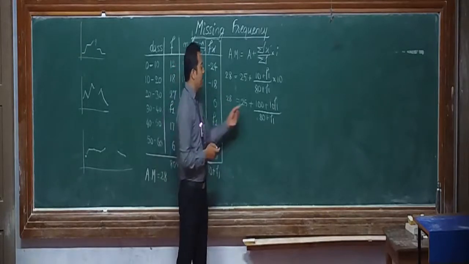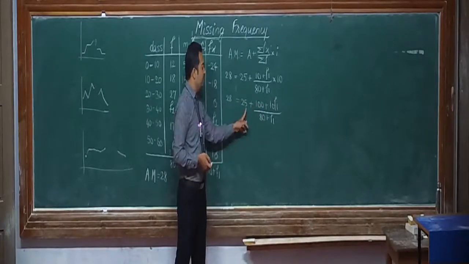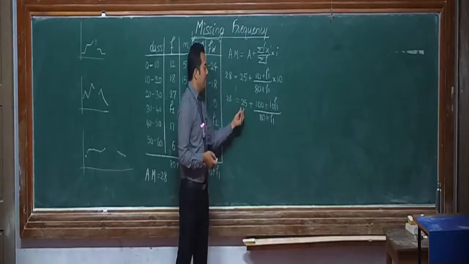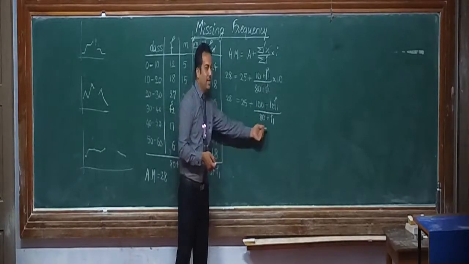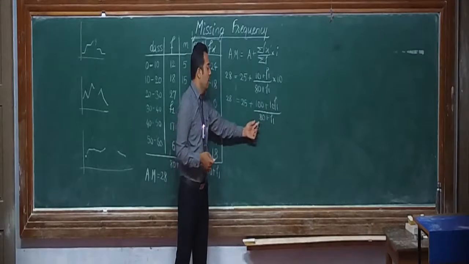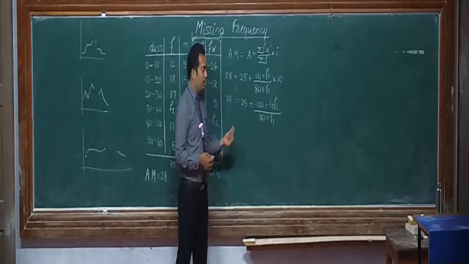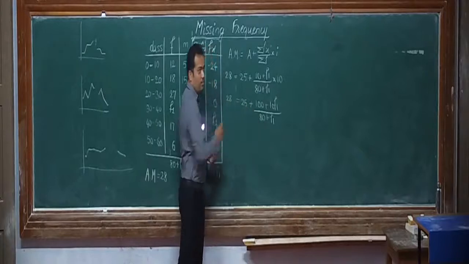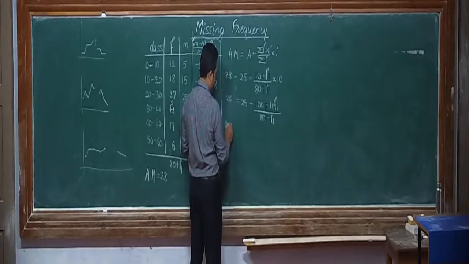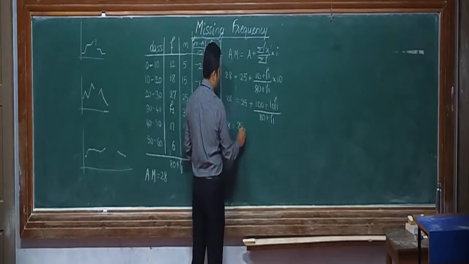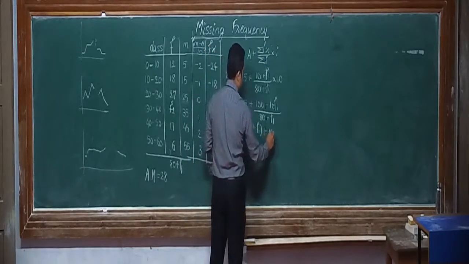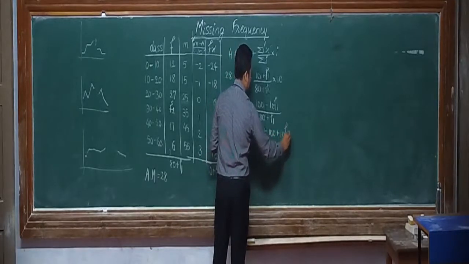Now the next thing is, I cannot add 25 directly here. 25 is having the denominator 1 and here having the denominator 80 plus f1. So we need to find the LCM. The LCM of 1 and anything is always that thing. So 80 plus f1 would be the LCM. So this entire thing I need to multiply with 25. So what do I get here is 28 is equal to 25 into 80 plus f1 plus 100 plus 10 f1. This is as it is.